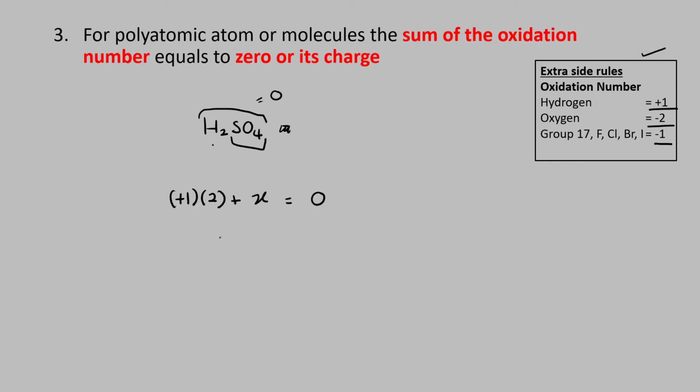So X, you buat the calculation, which is X equal to -2. So maksudnya the oxidation for SO4, the oxidation is 2 minus. Okay, boleh dapat?